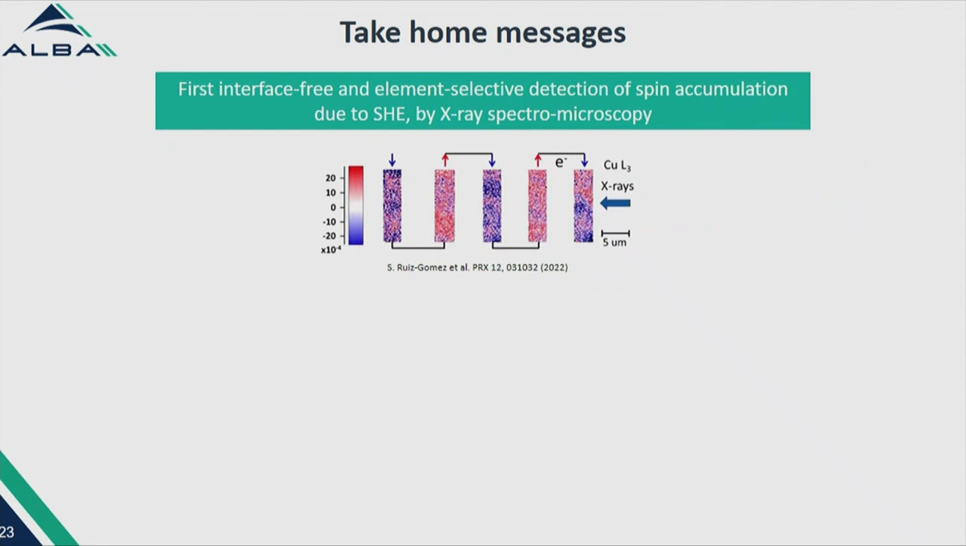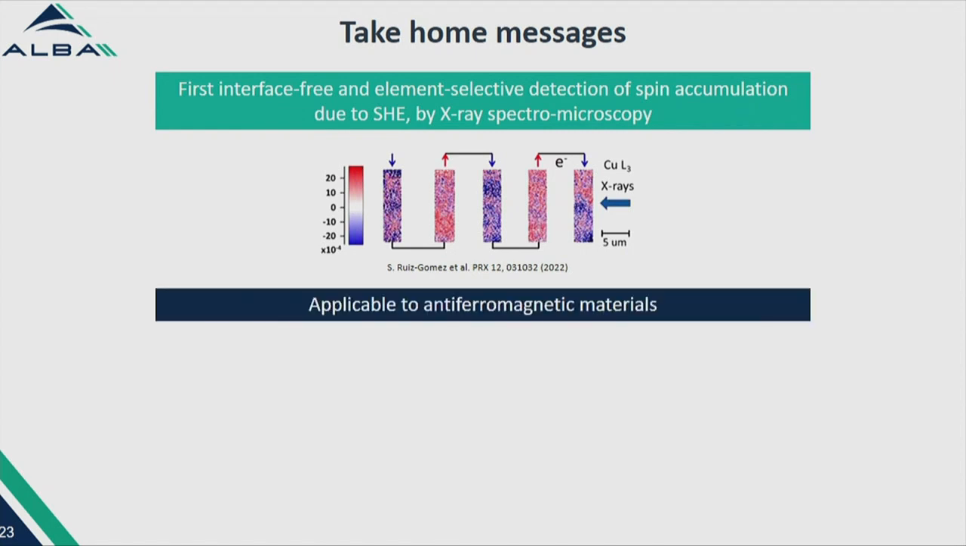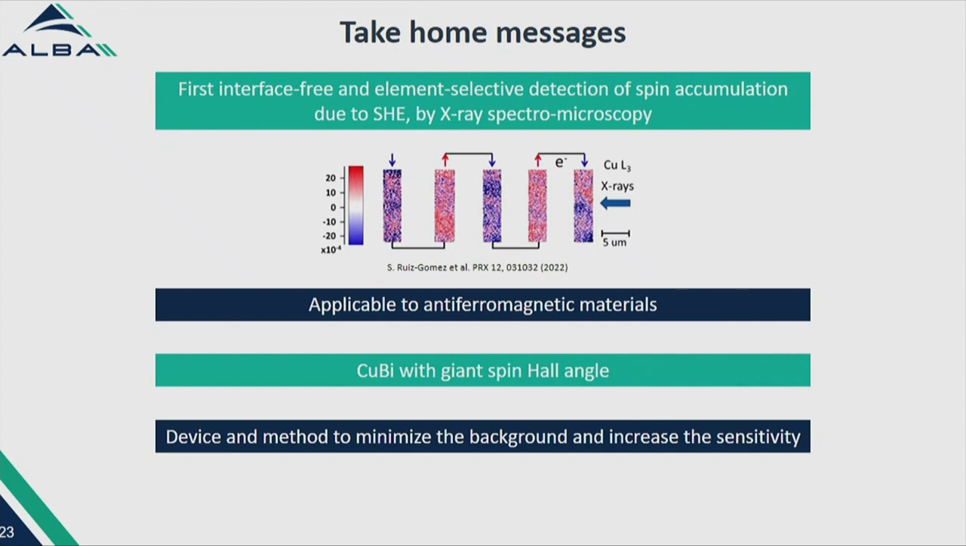I have shown the first interface-free and element-selective detection of spin accumulation due to the spin Hall effect. The experiment was done by X-ray spectromicroscopy, specifically by photoemission electron microscopy. This is a method that is applicable to semiconductors, metals, ferromagnets, antiferromagnets. In this case, we used copper bismuth, and we show that it has a giant spin Hall angle. We had to improve the device and method to minimize the background and increase the sensitivity.